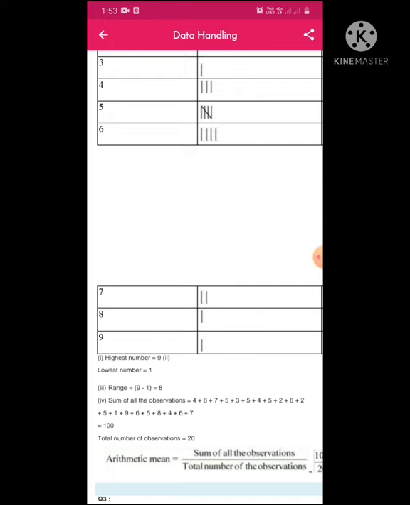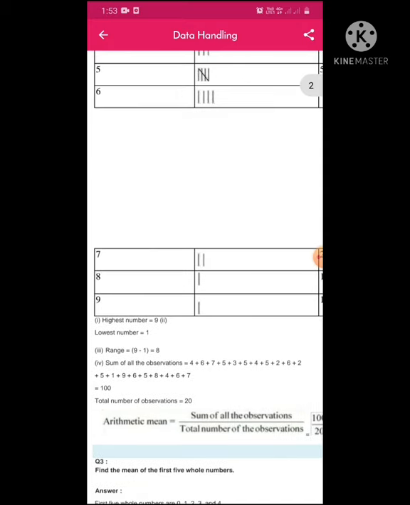So again we are going to find the range. What is the formula of range? Highest minus lowest. The highest is 9 and the lowest is 1. So highest minus lowest, our answer will be 8.